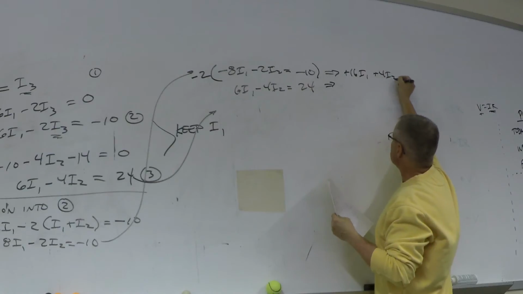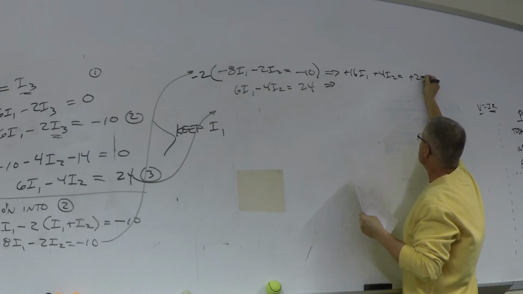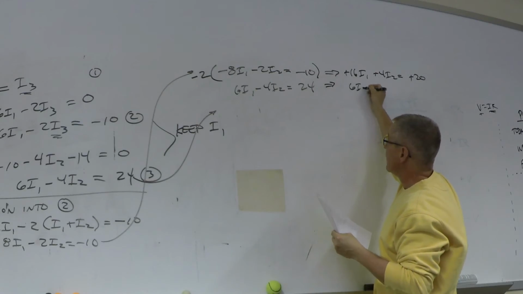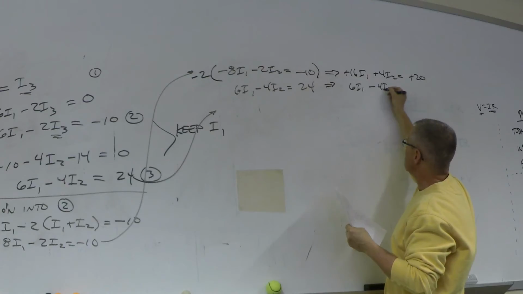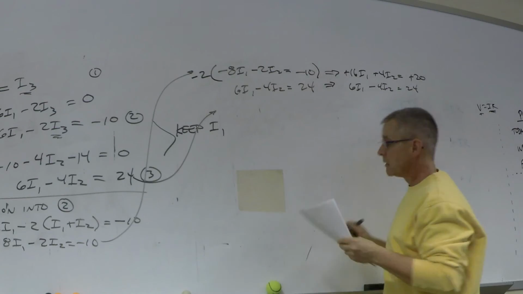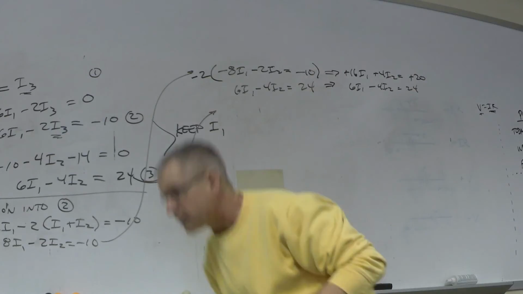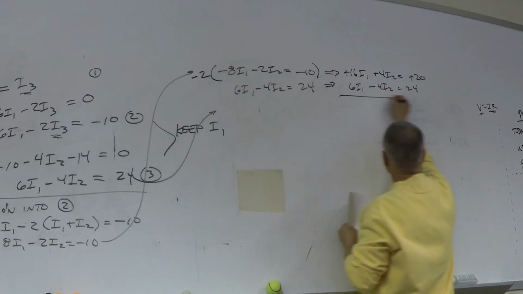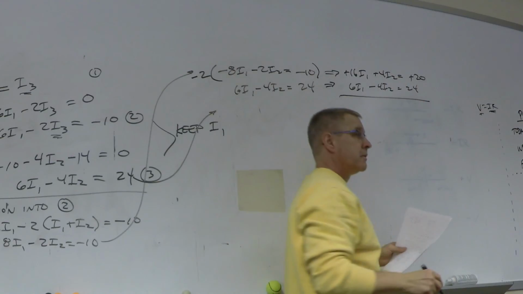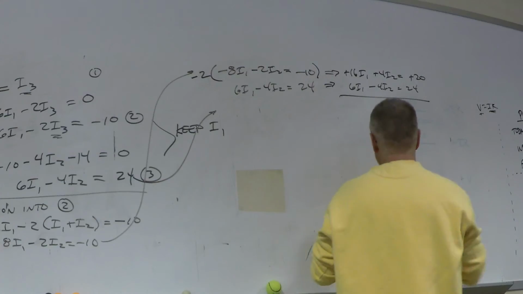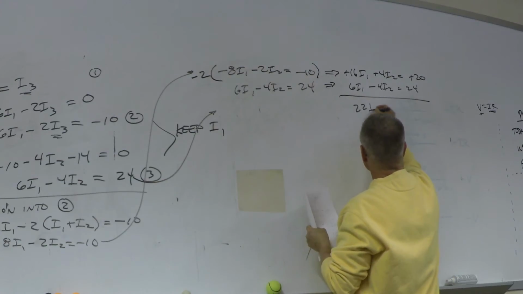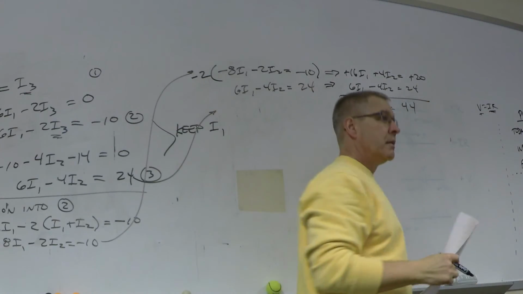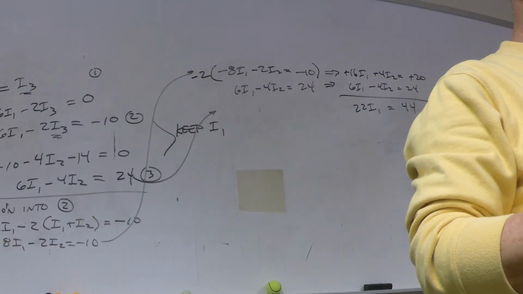Plus 4 I2 is equal to plus 20. So I have to do that to every piece there. Here's this one, 6 I1 minus 4 I2. Now what? What do I do with that? I just add them. Because what happens when I add those? They cancel. I end up with 22 I1. That's equal to 44. Now I've got 1 equation, 1 unknown.